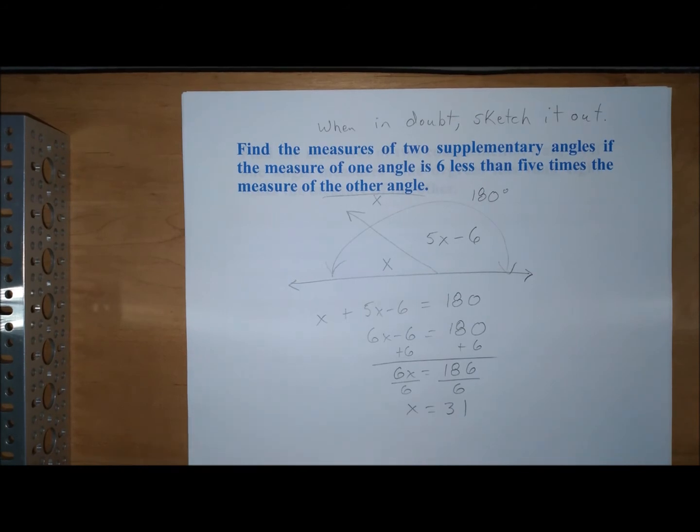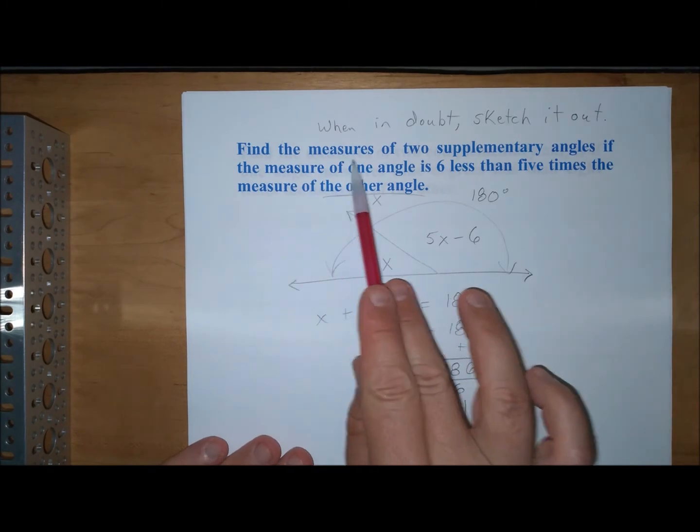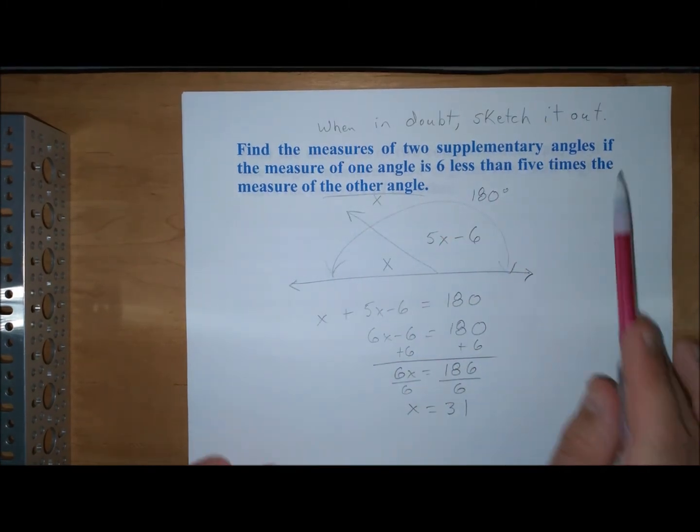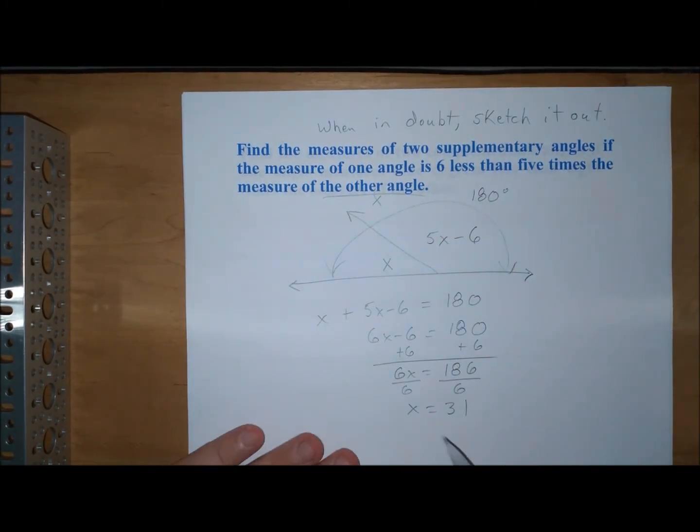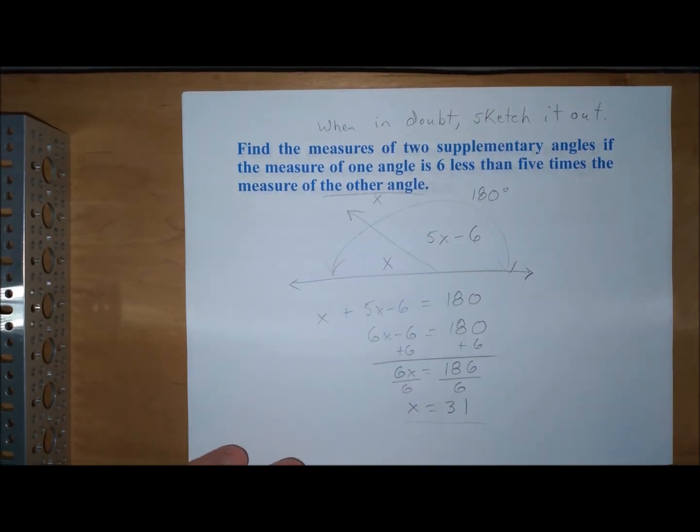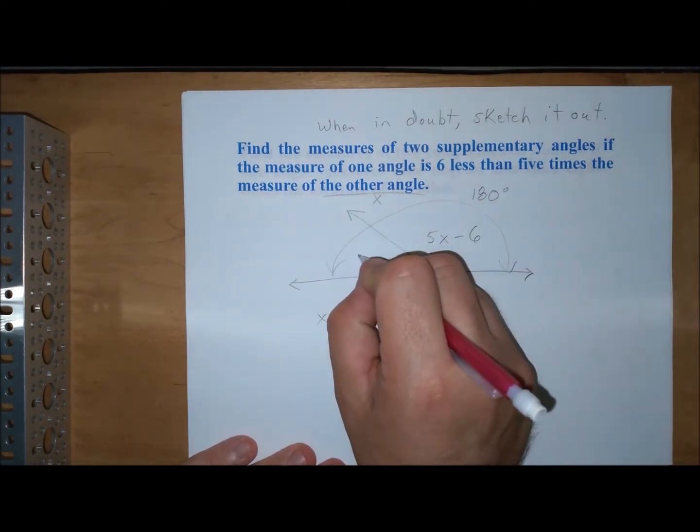Okay. Did we answer the question? Find the measures of two supplementary angles. It didn't ask for x. In fact, x wasn't even part of the problem. We assigned it. Okay, so it's very satisfying when you find x, but don't forget to follow up and answer the question. What is the measure of this angle?